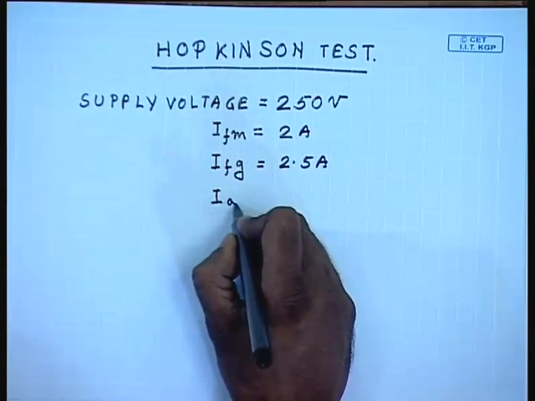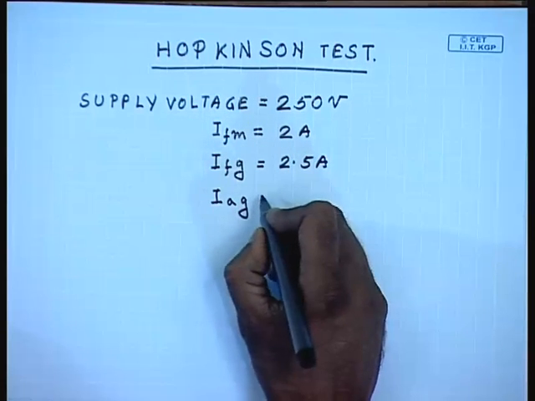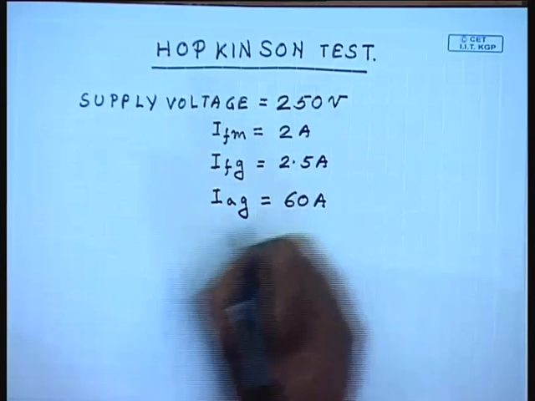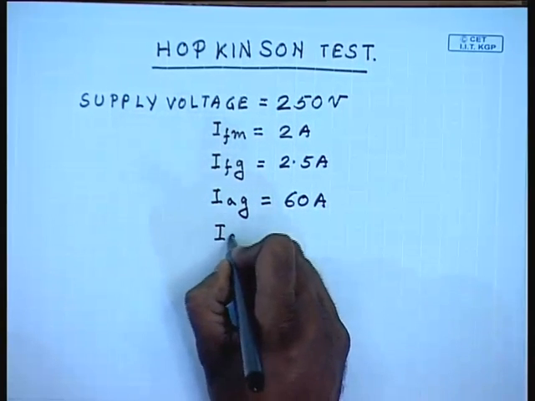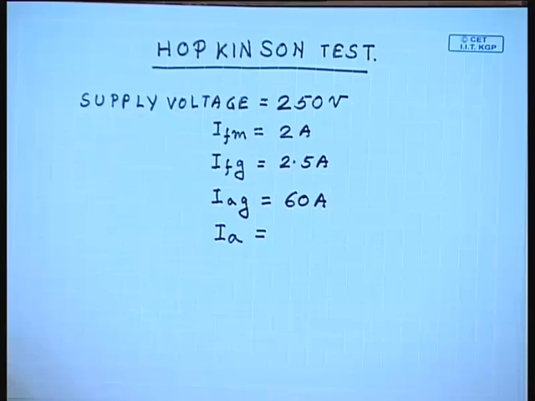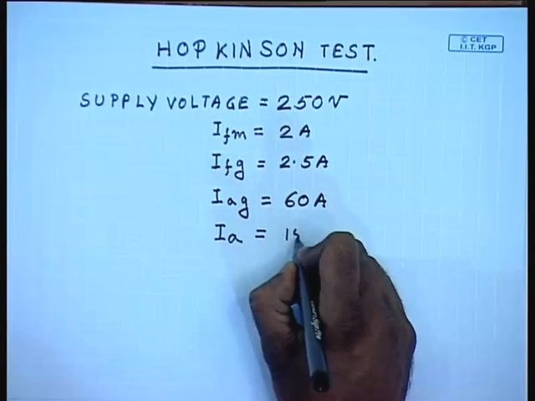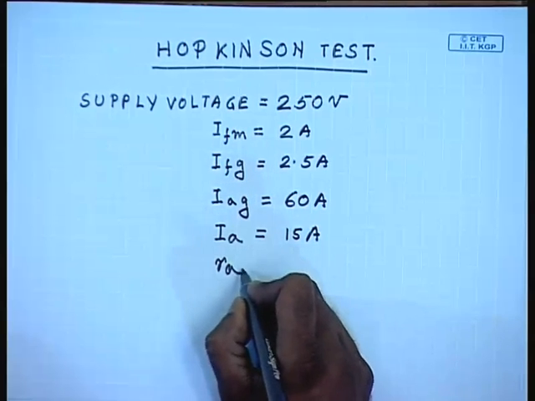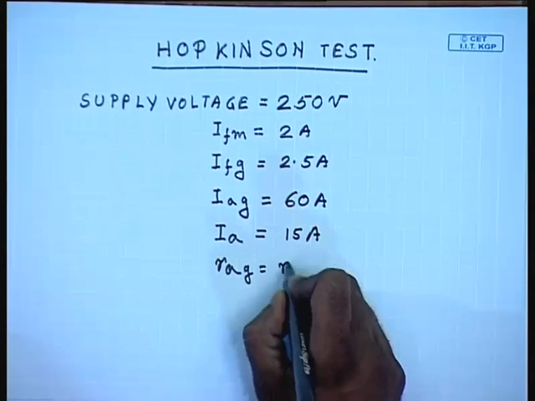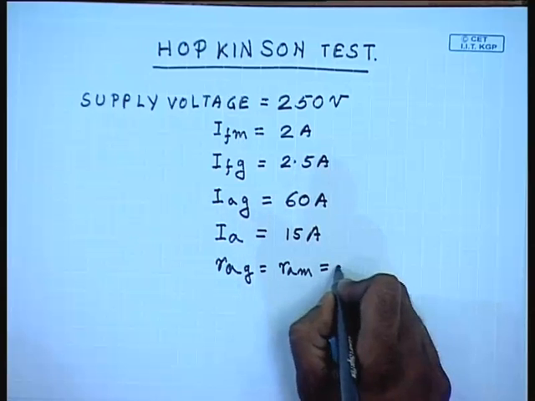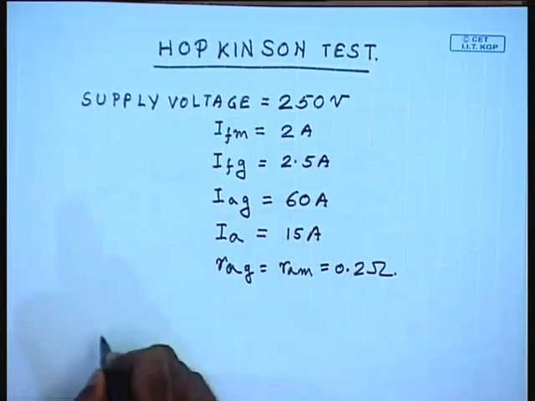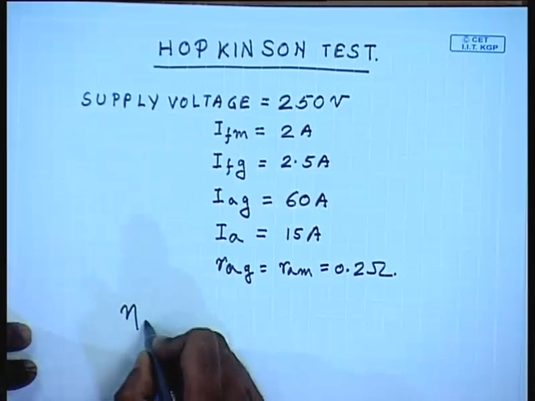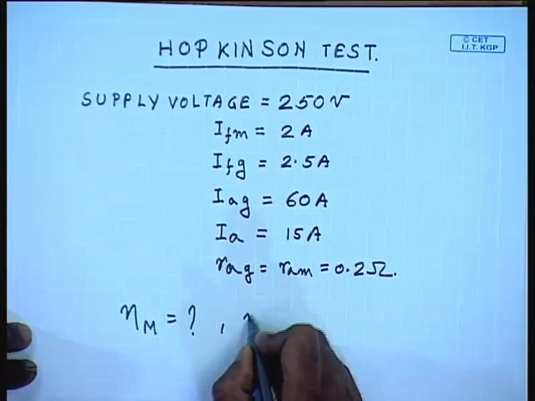IAG, generator armature current, equal to 60 ampere, and IA, current drawn from the supply, equal to 15 amperes, and RA of both the machines, RAG equal to RAM equal to 0.2 ohm. Find out what is eta m and what is eta g.